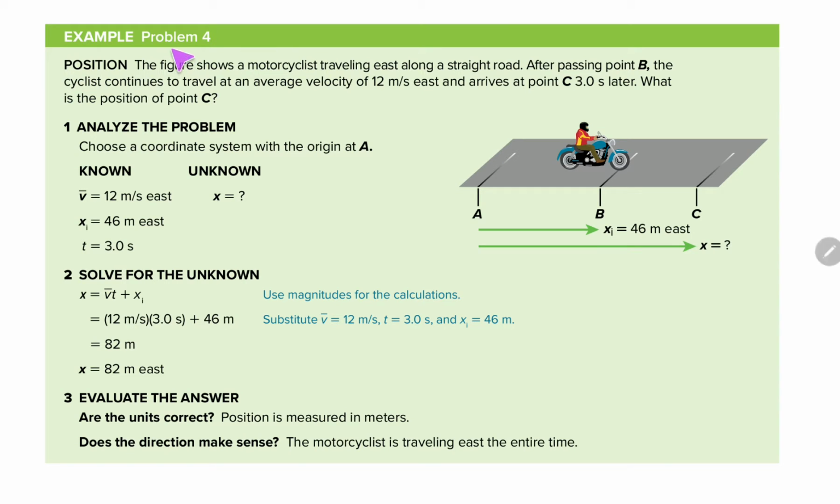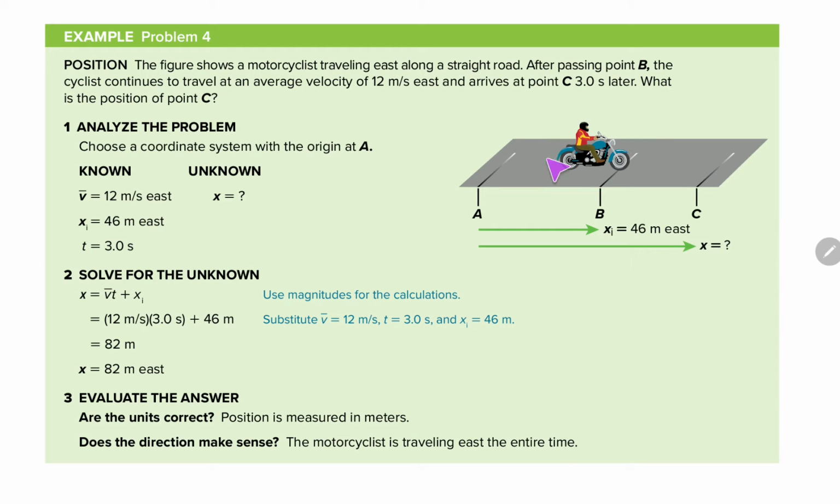Here we have also an example problem number 4 on page 50. The figure shows a motorcyclist traveling east along a straight road. After passing point B, the cyclist continues to travel at an average velocity of 12 meters per second east and arrives at point C 3 seconds later. What is the position of point C?